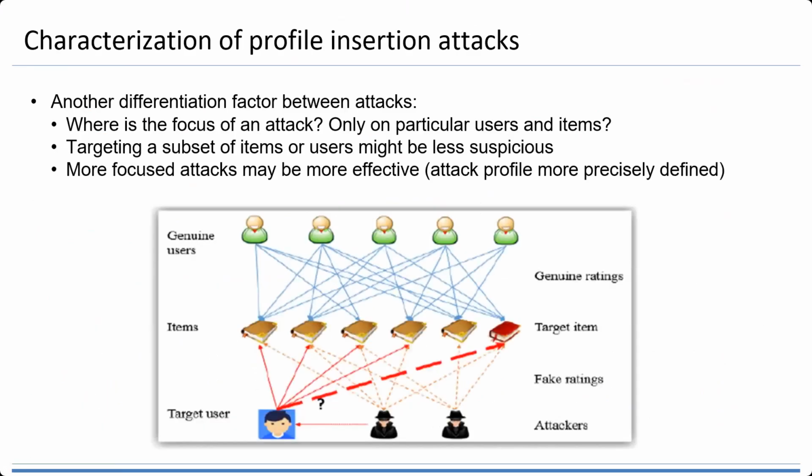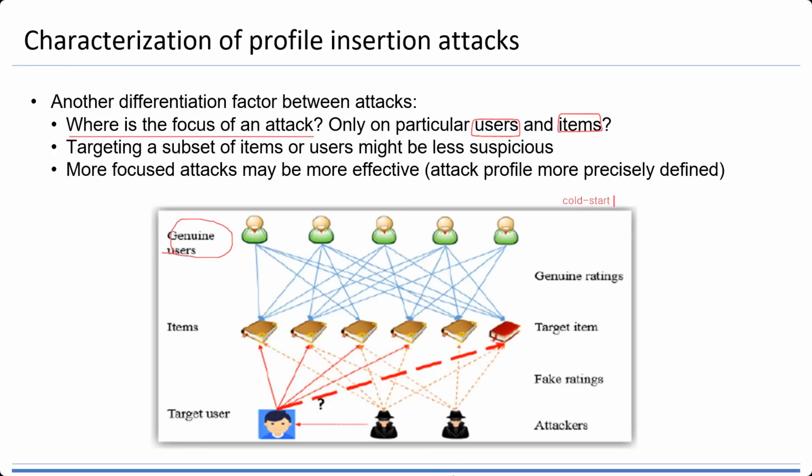So another differentiation factor between attacks: where is the focus of an attack? Whether it is particular on users or is it particular on items? So if it is based on the users, maybe it will affect the new users. So if we learn the recommender system, we have the cold start problem. I guess you already know the cold start problem, when the users are new, or maybe the items are new, and there is no rating.